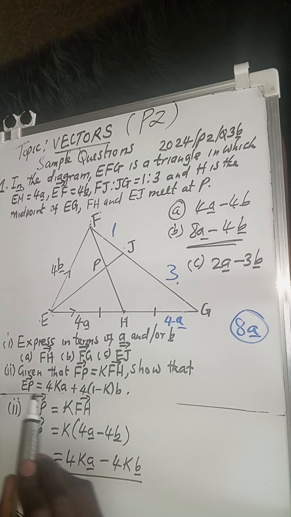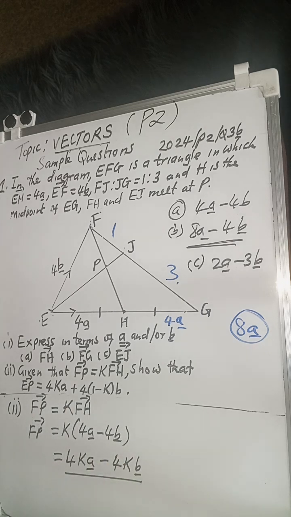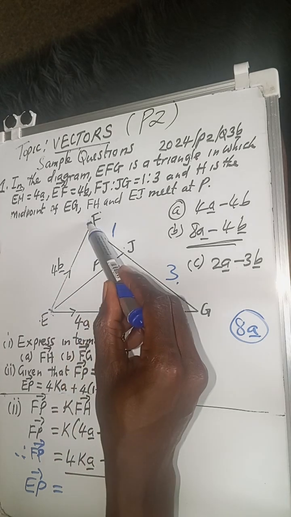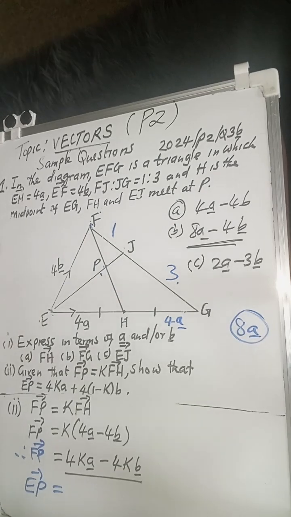Now, in order for us to show EP, we want to show that EP is equal to that. So for EP, in order for me to move from E to P, I need to involve FP, which I've actually found. So remember, our FP here is equal to that. So how do I move from E to P? It is EF combined with FP. That's the simplest. So it's the vector EF plus the vector FP. That's what we need to do.